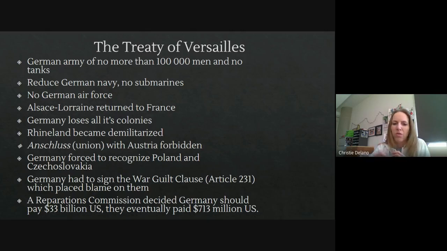And that is a big one, Article 231, which places the blame on Germany for the war. In addition to this, they are also forced to pay $33 billion American, and in 1919, this is a lot of money, in war reparations. And like I mentioned in our last episode, they actually stopped paying this in 2010.